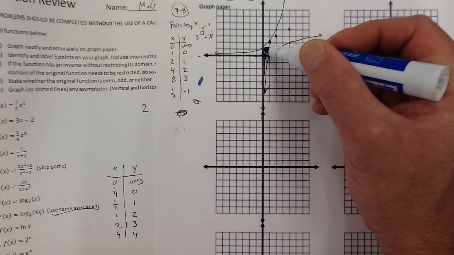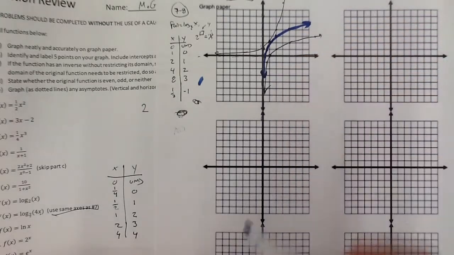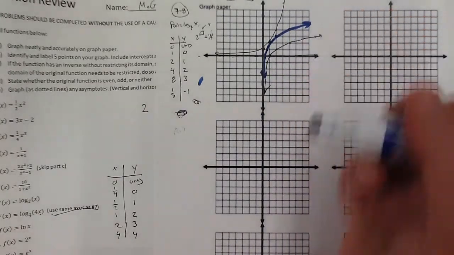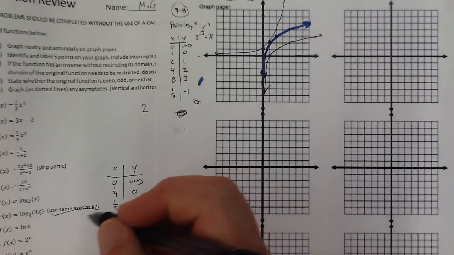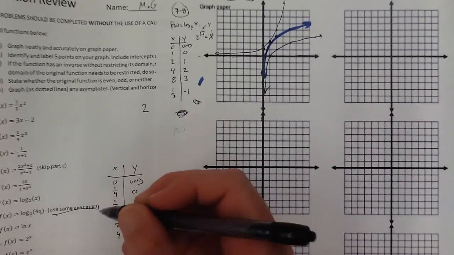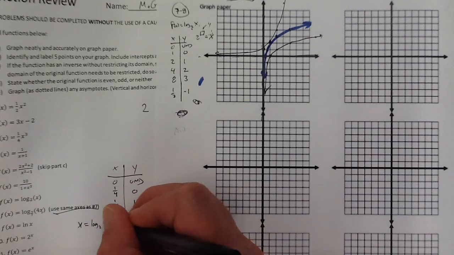It's going to have that same asymptote and look like this. All right, so it's almost like it just got shifted up there. That's interesting. How about the inverse of it? Well, when I swap the x and the y here, I get x equals log base 2 of 4y.